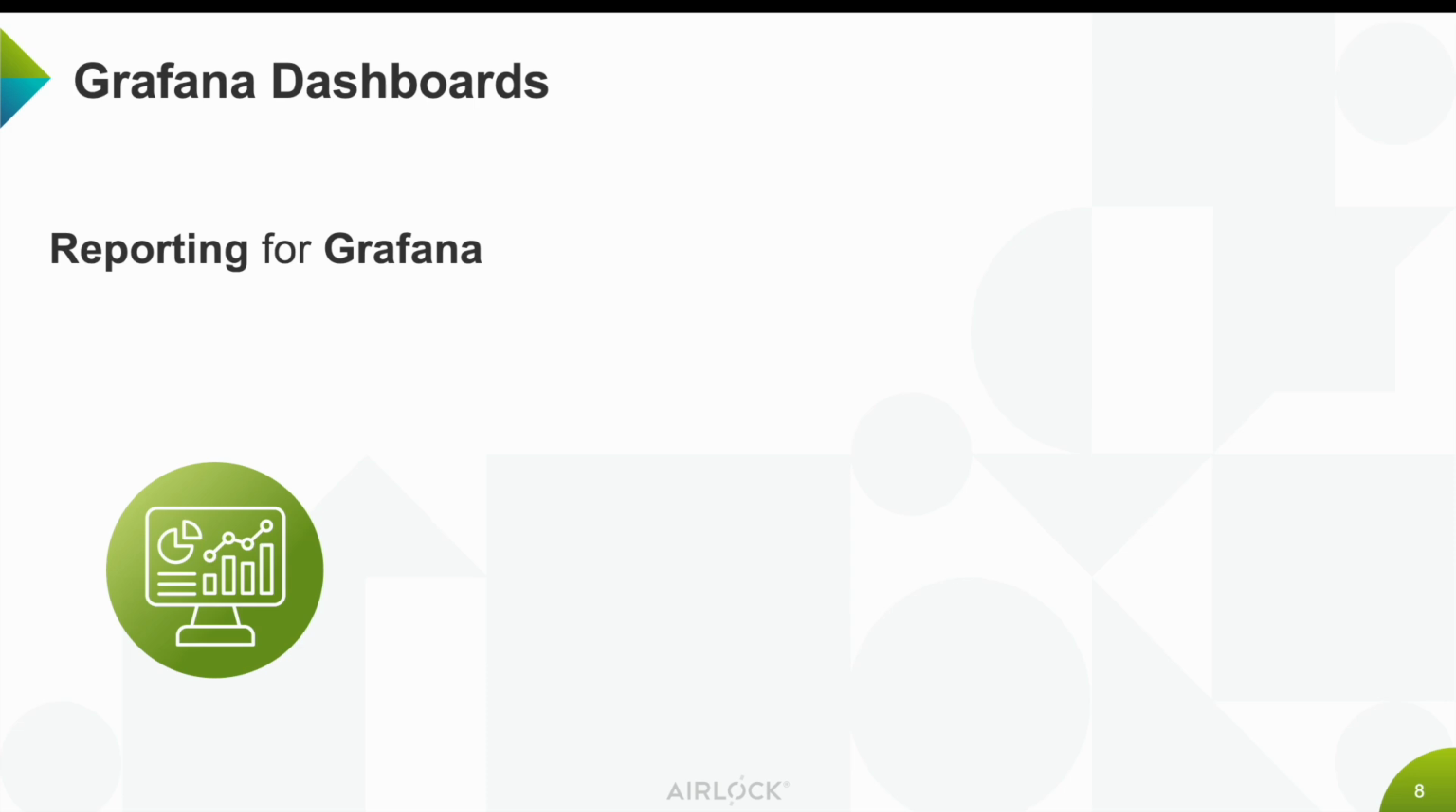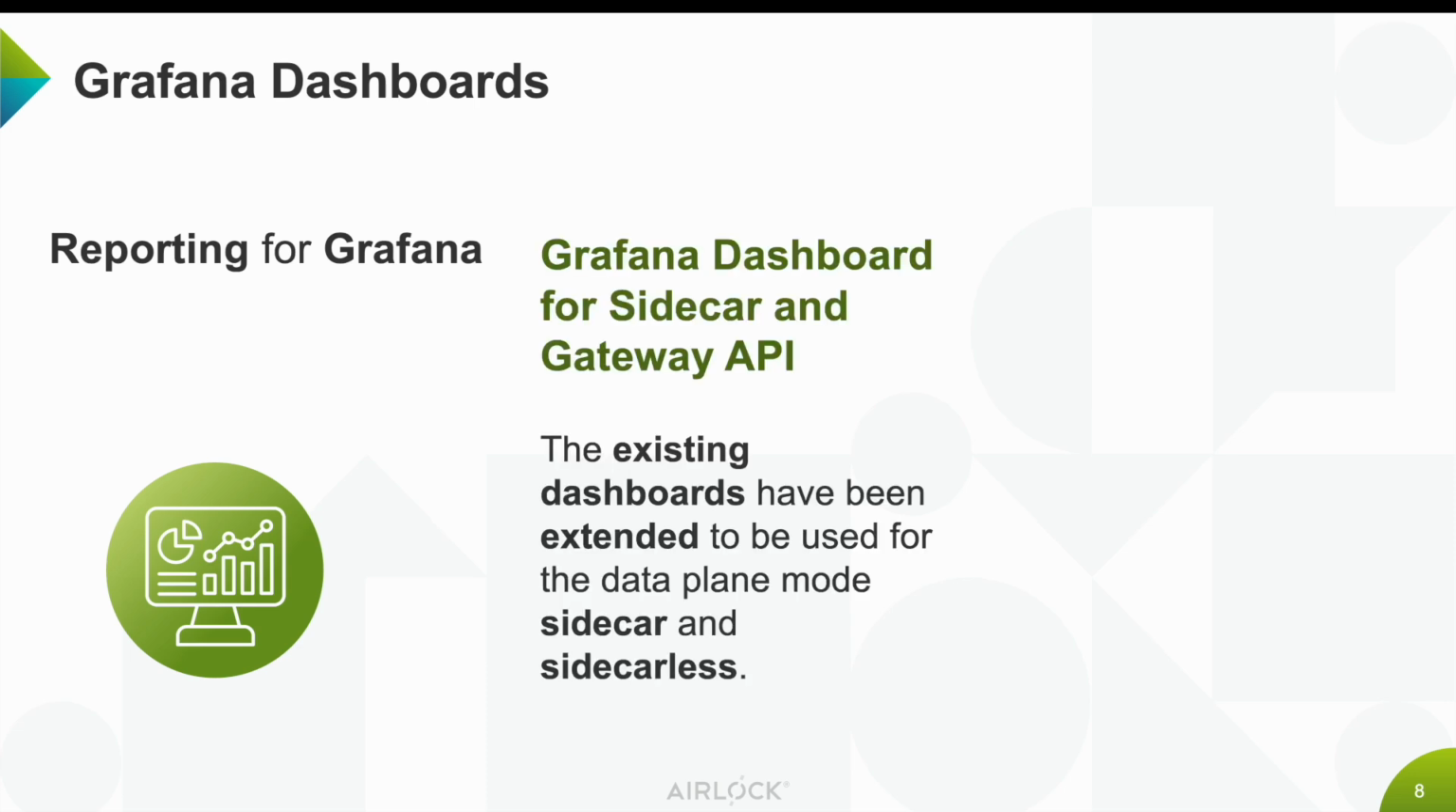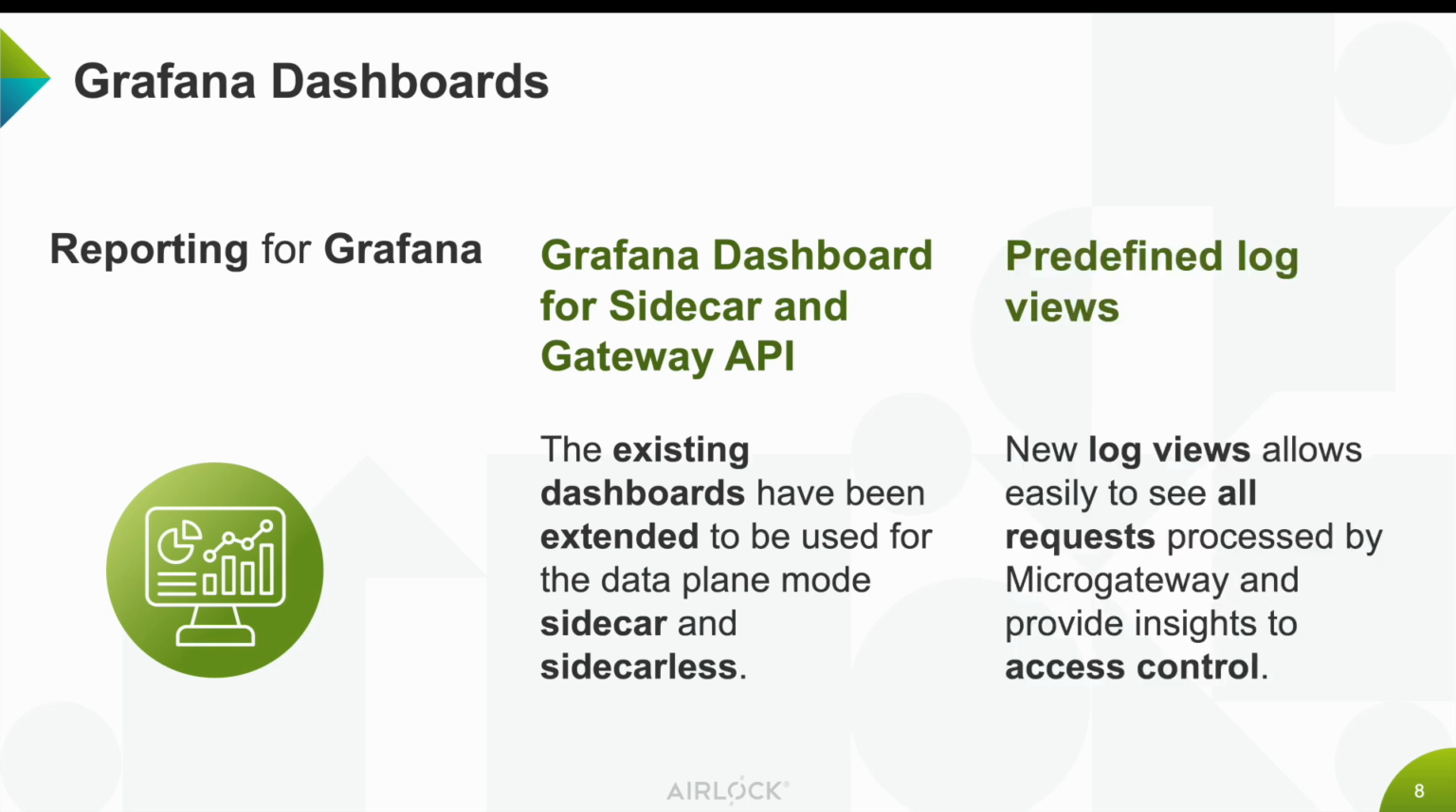Microgateway 4.5 comes with improved Grafana Dashboards. The existing Grafana Dashboards now provide visualization for both data plane modes, sidecar and sidecarless. New log views provide insights about the requests processed by Airlock Microgateway. The first log view shows all the requests processed by Microgateway.